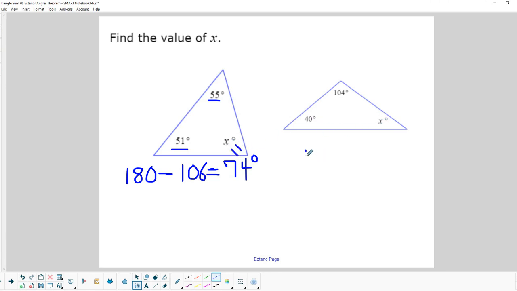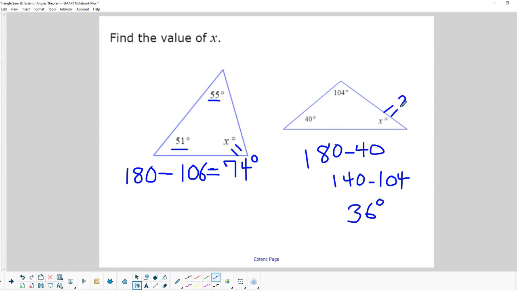What about on this one over here? Maybe we could do it this way. 180 minus 40, which is 140. And now we're going to subtract 104. So we're taking off the two angles that we know, and that would give us 36 degrees for x. So the triangle sum theorem we've seen before. It's not new.